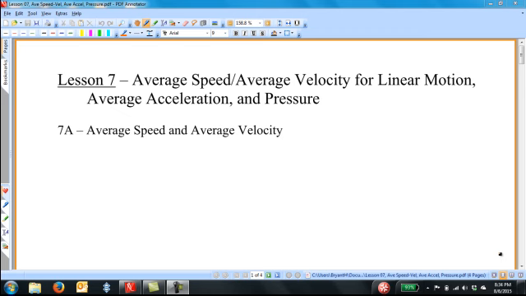This is Lesson 7, and it is entitled Average Speed and Average Velocity for Linear Motion, Average Acceleration, and Pressure. Your authors have chosen to address multiple topics in this lesson, and we'll look at each one in turn. We begin with average speed and average velocity.